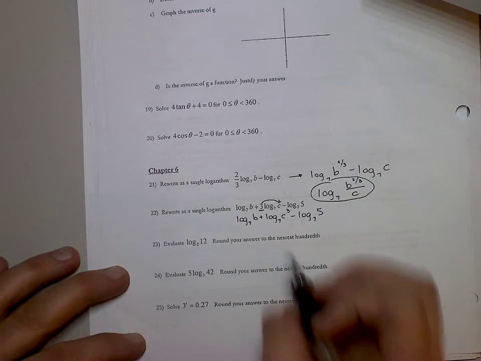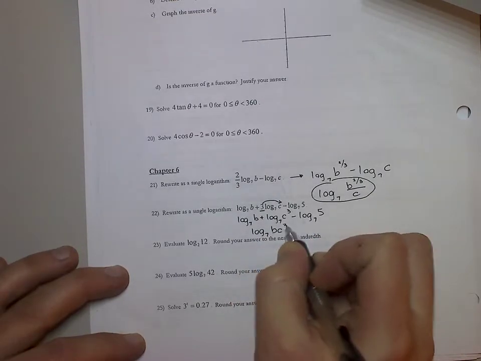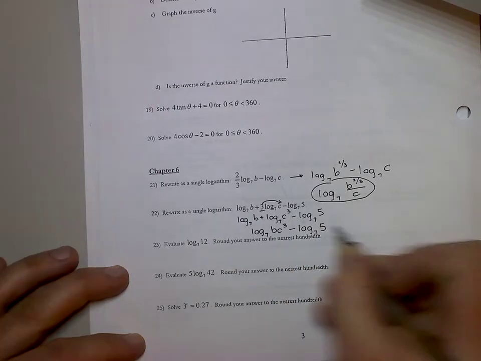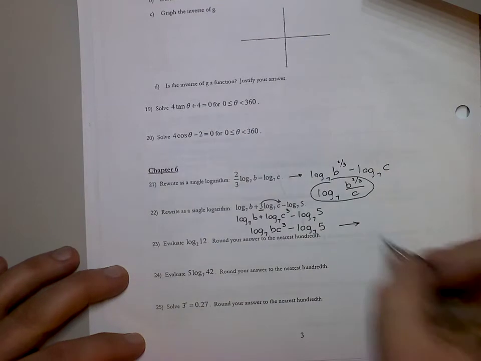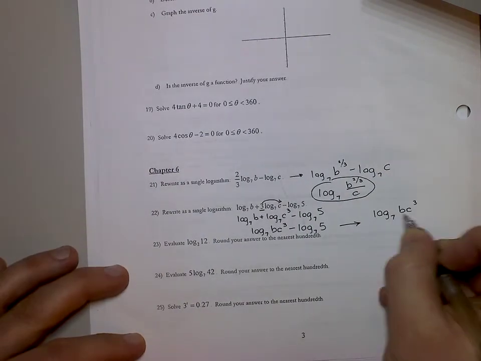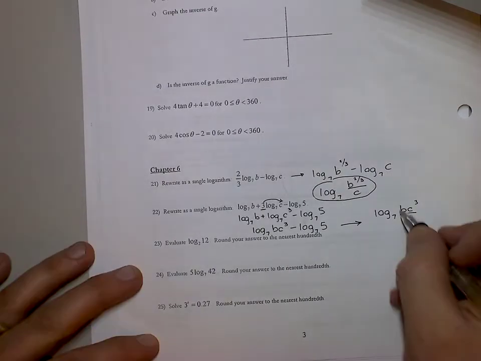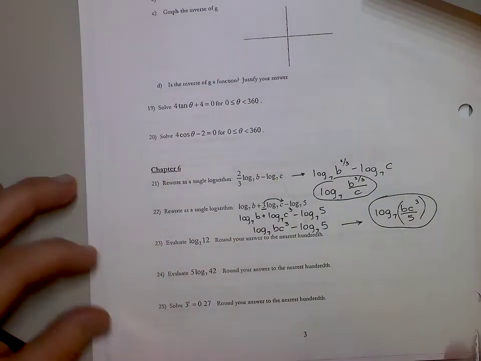Plus between means I multiply, so these two become log base 7 of b times c cubed, of course, minus log base 7 of 5. And now I'm going to work this way here. With a minus between them, that means I divide, so this becomes log base 7 of bc cubed divided by 5. Again, we're not dividing the log base 7 by 5, we're just doing that. So it's log base 7 of bc cubed all divided by 5. So that's your answer for 22.